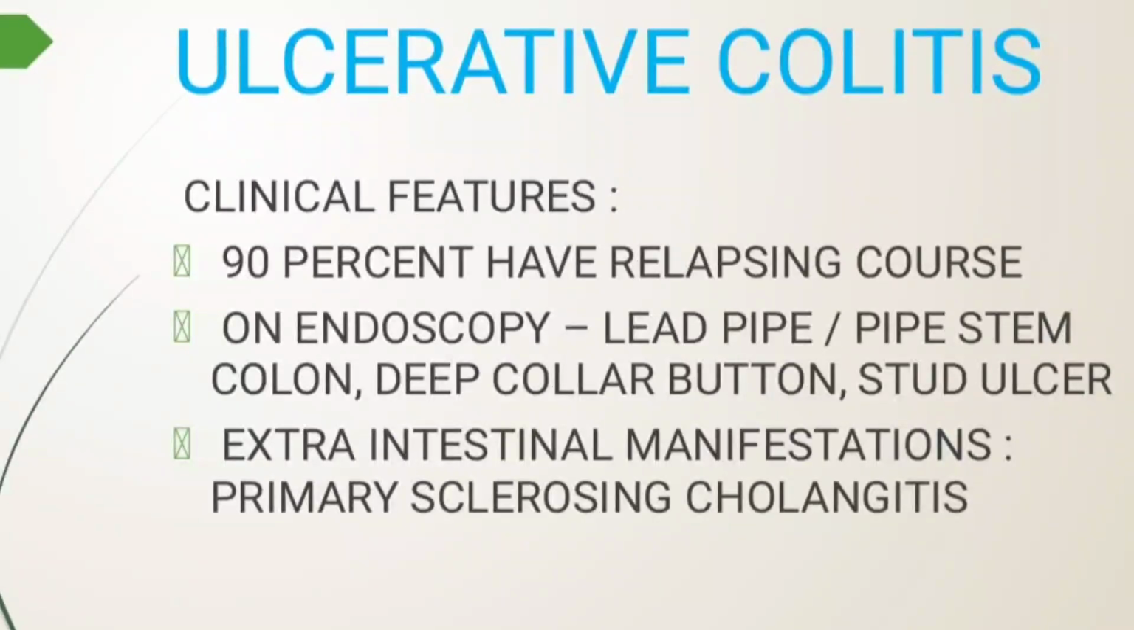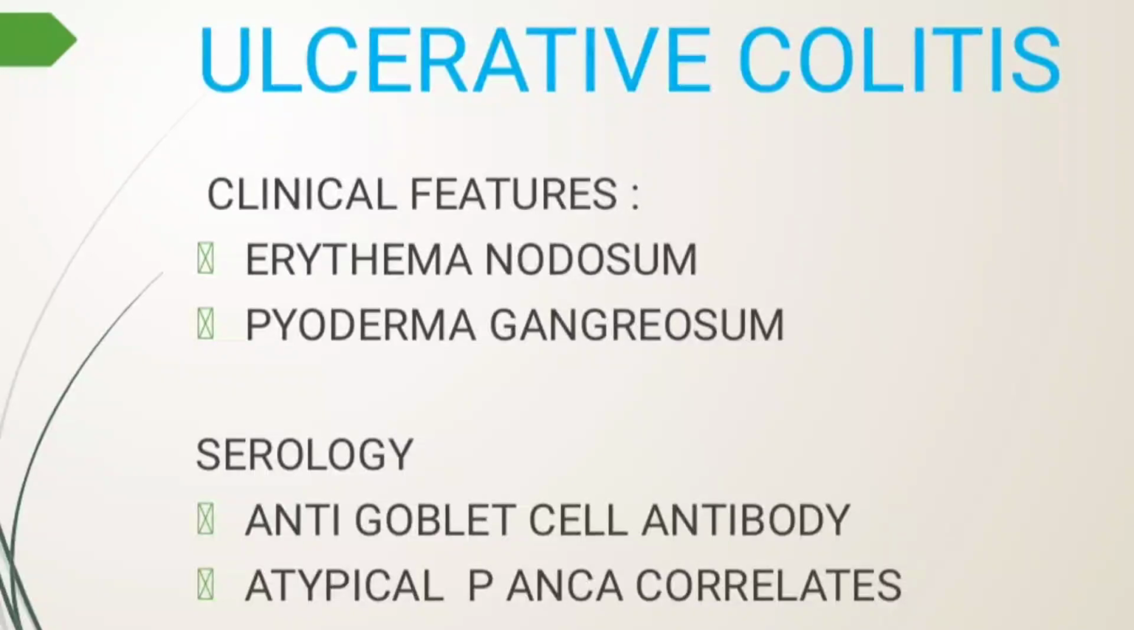On endoscopy, we find lead pipe or pipe stem colon, and deep collar button or stud ulcers are seen in these patients. Patients of ulcerative colitis also experience extraintestinal manifestations like primary sclerosing cholangitis and skin lesions like erythema nodosum and pyoderma gangrenosum. The serological findings are the anti-goblet cell antibody and atypical P-ANCA antibodies.